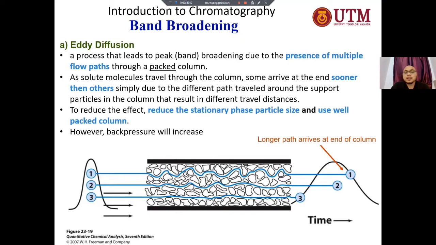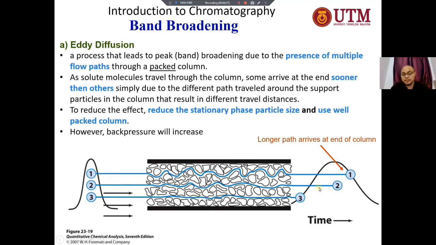Let's look into the first source of band broadening. The first one is eddy diffusion. Eddy diffusion is a process that leads to peak broadening due to the presence of multiple flow paths through a packed column. It means that the molecules have different paths to reach the detector.